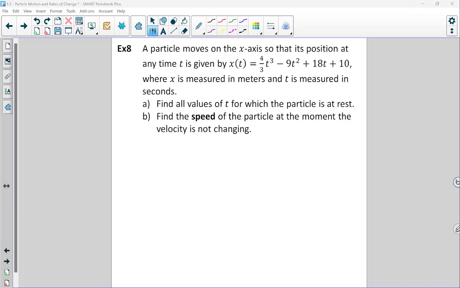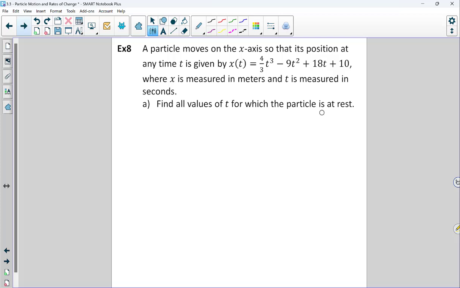Particle moves on the x-axis so that its position at any time t is given by x of t equals that, where x is measured in meters, t is measured in seconds. Notice any time t, there's no restriction to our t interval. Find all values of t for which the particle is at rest. Particle is at rest when the velocity equals 0.